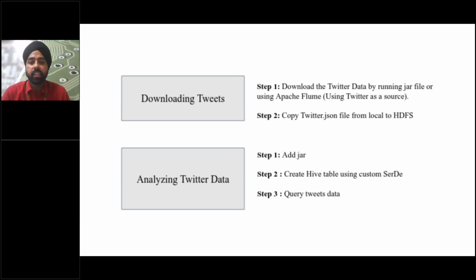Now I have explained it here step by step. First of all, in our demonstration, we have to download the Twitter data by running a jar file. As I've already stated, today I'm going to use a jar file, but we do have the option of using Apache Flume with Twitter as a source. Apache Flume is a data ingestion tool, and there we can use Twitter as a source and get the data through Apache Flume. Afterwards, we have to copy that twitter.json file, whatever data we are getting from Twitter, we are storing it in a JSON file, right? And then we have to send that data from the local file system to HDFS. What is HDFS? I've already conveyed that during this presentation.